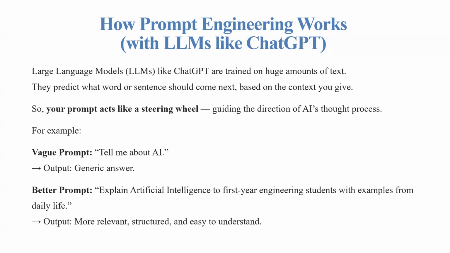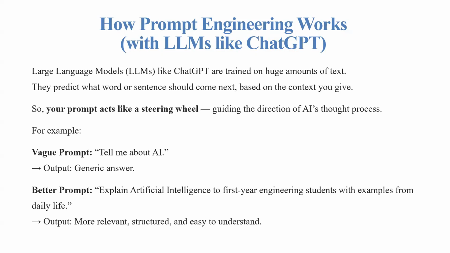Why? Because the AI doesn't know who you are, what level of explanation you need, whether you want a definition, history, application, or advantages. So it gives a broad overview. Now, for a better prompt, instead of saying "tell me about AI," if you say, "Explain artificial intelligence to first year engineering students with simple examples from daily life."